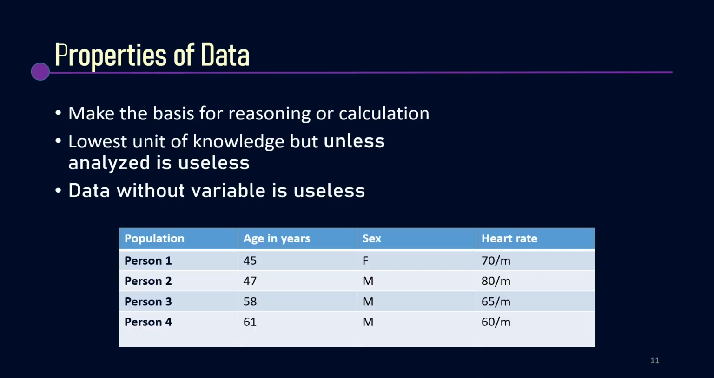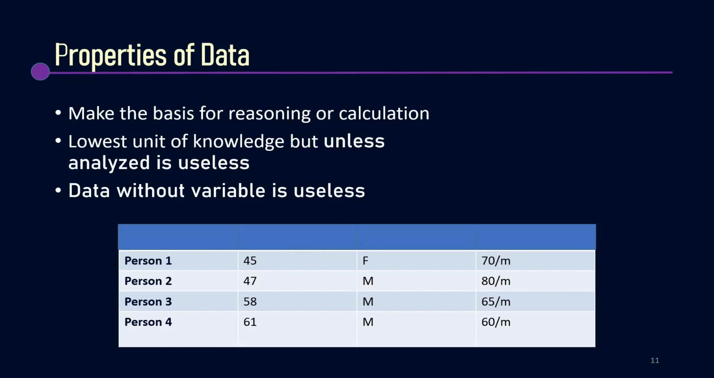I will give an example. Again, the same data set we have. Here, everything makes sense. As a person, one is 45 years old, and is a female, and she has a heart rate of 70 per minute. Let's cover this and see. Now the variables are taken away, so this 45 has no meaning, 70 per minute also has no meaning, and F and M also have no meaning. The data suddenly lose importance the moment variables are taken away.